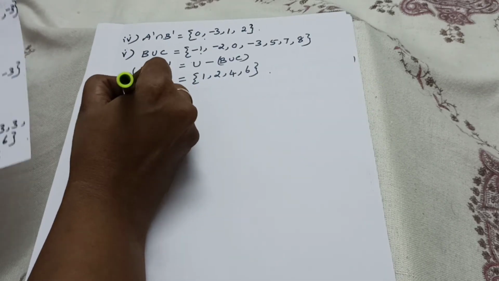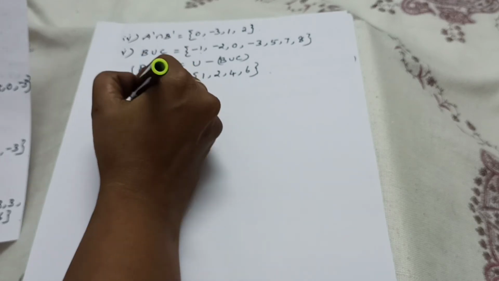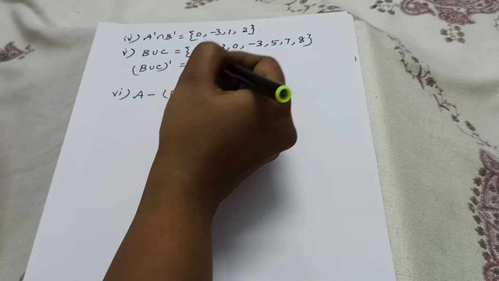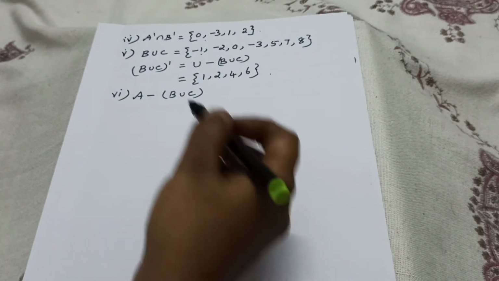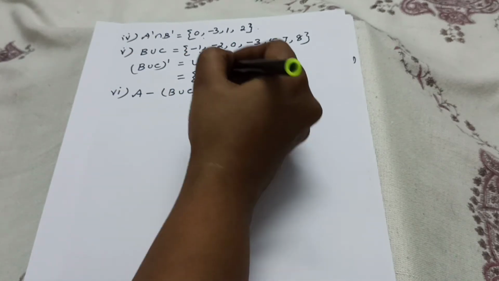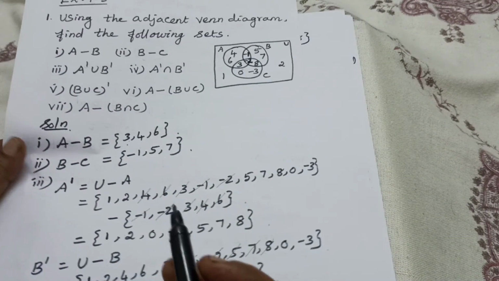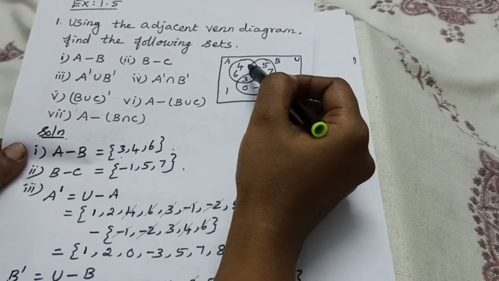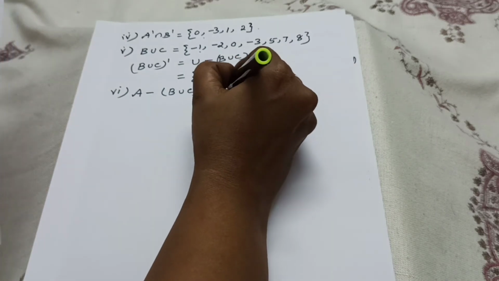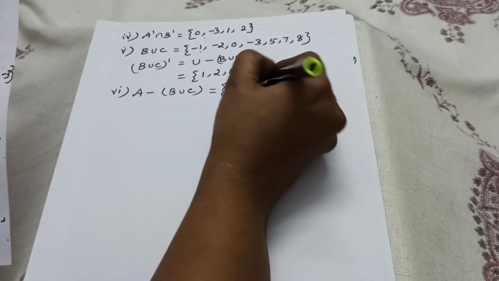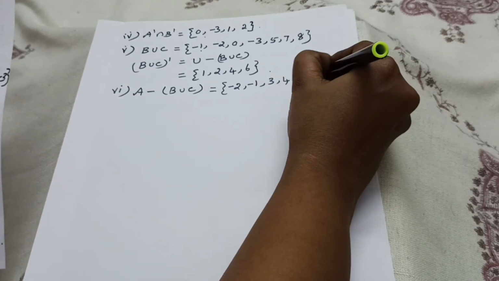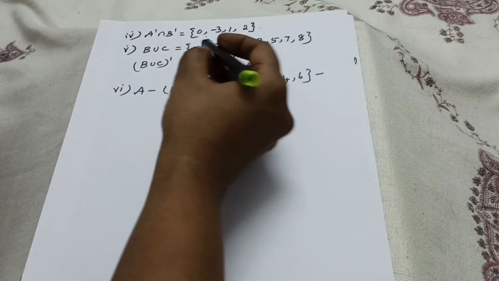Then sixth one, A difference B union C. Okay, A difference B union C. Already B union C we found, isn't it? Then equal to, what are the A elements? A elements are from the diagram we can write here minus 2, minus 1, then 3, 4, 6. Okay, difference B union C already we got, isn't it?